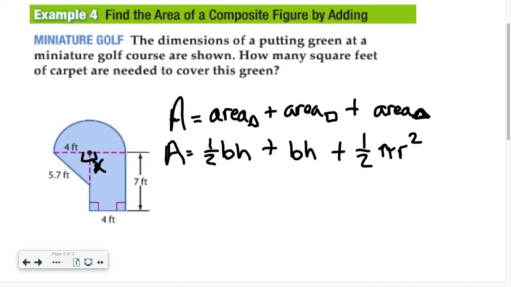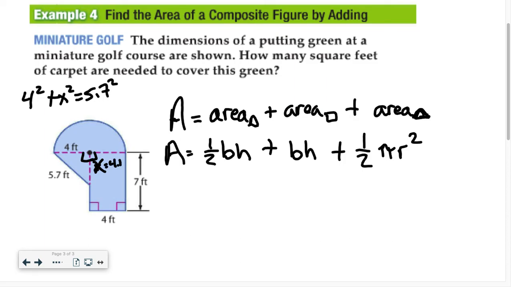So what do we need for the triangle? We need the height. So we've got to use the Pythagorean theorem. We could use some other things, but I'll use the Pythagorean theorem. 4 squared plus x squared equals 5.7 squared. That'll give us our x we've already labeled there. So 5.7 squared minus 16 is 16.49, the square root of that, 4.1. X is 4.1.